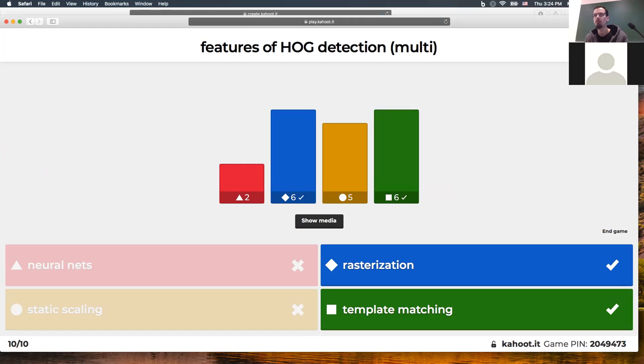The HOG network actually introduces dynamic scaling. It actually works on different scales, compared to its predecessor, template matching, which just works on one scale. I think that is it.